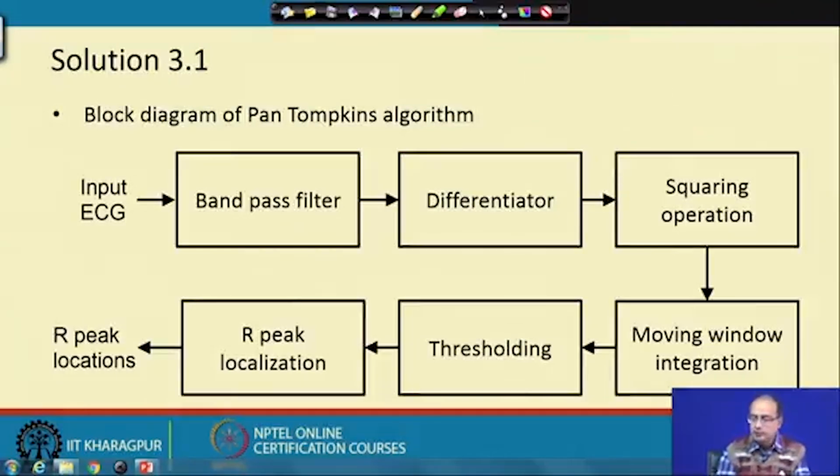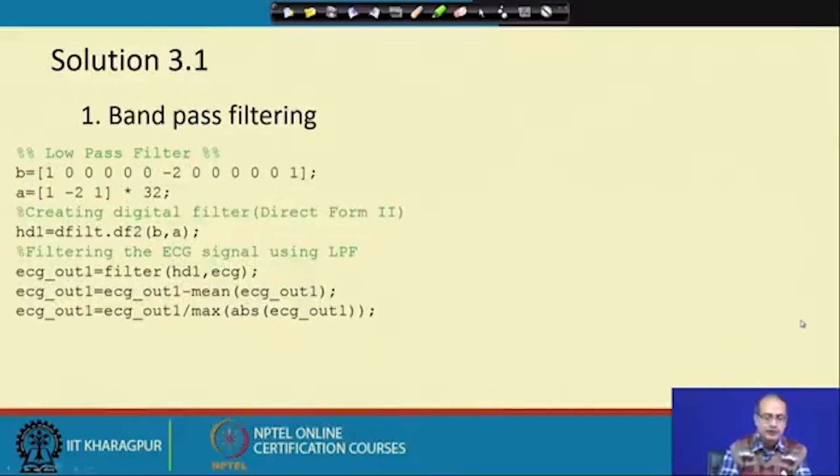Next, we look at the moving window filter, that is for low pass filtering, followed by thresholding, and then we find the R peak. So, these things we will keep on explaining as we move ahead. So, now let us move ahead with the work.